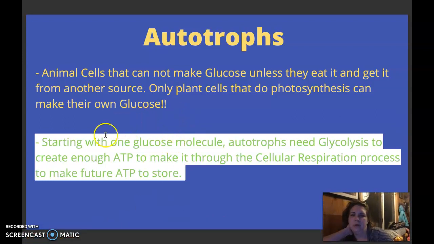So for an autotroph to make more glucose, since they can't do it from the sun, they have to start with one glucose molecule, and then they need to do a process called glycolysis. And through that process, they can make enough ATP to make it through the cellular respiration process, which makes more ATP that they can store for future use.